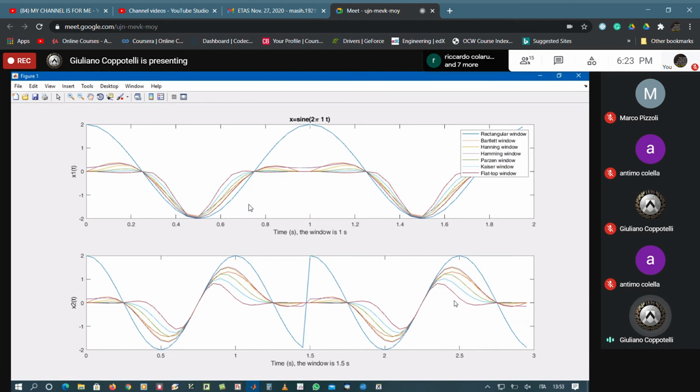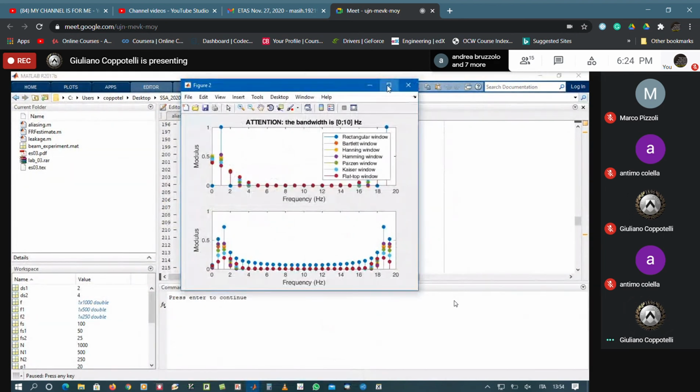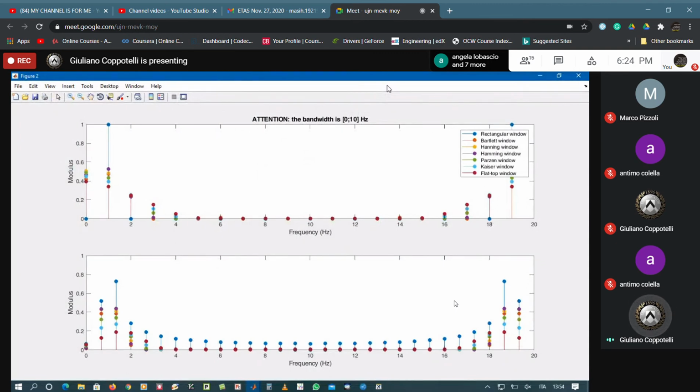The uniform one is just the observation time from 0 to 1 or 0 to 1.5. It doesn't do anything to the signal. Now the frequency domain representation. There we go. And once again, the bandwidth is only 0.10 hertz because we have a sampling frequency of 20 hertz. As you can see, there is a reduction of the detrimental effect of the leakage in your frequency domain representation. However, we also have a reduction in the amplitude of your signal. So, as we already discussed in our courses, the leakage problem is not possible to fully remove, but we can reduce it as much as possible according to the different window function that we are using.